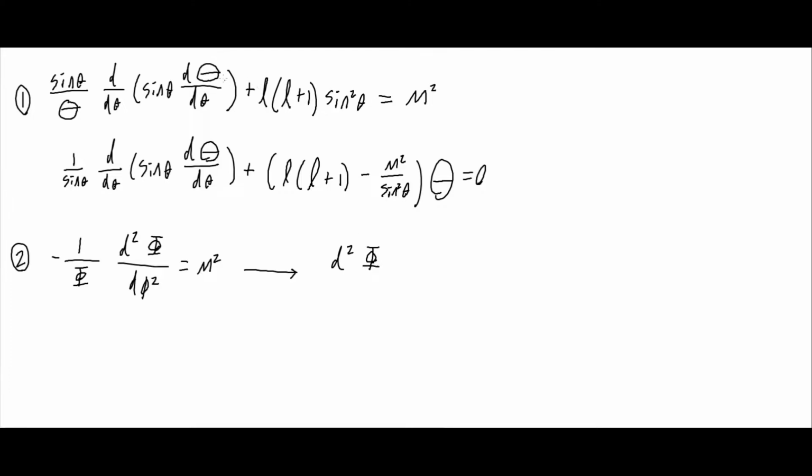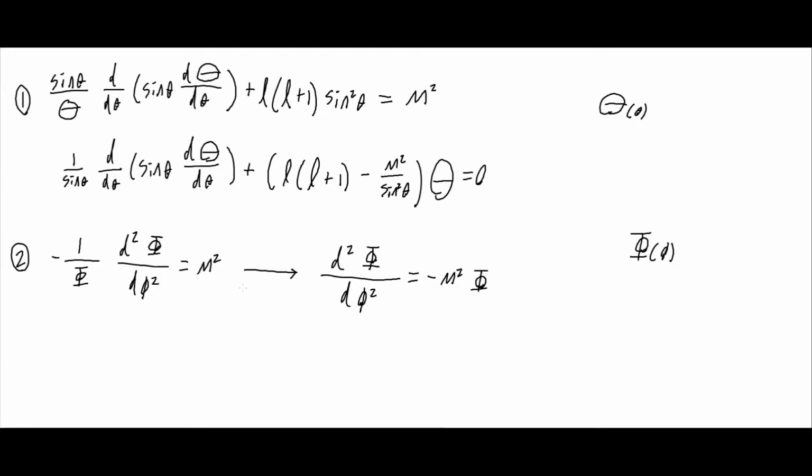Remember that these uppercase Greek letters are all functions. Remember that the big theta is a function of the little theta, and the big phi is a function of the little phi. And so that is taken with respect to the little phi. And we can just say that that is equal to minus m squared times the big phi.